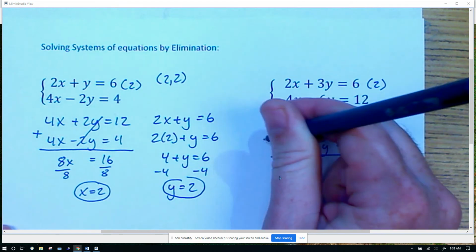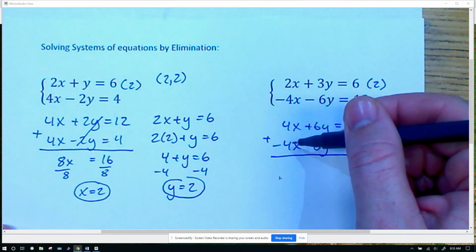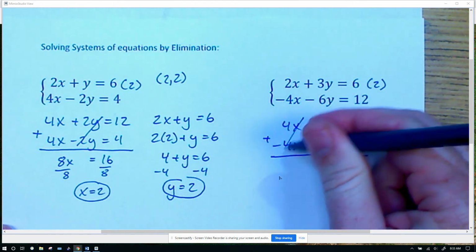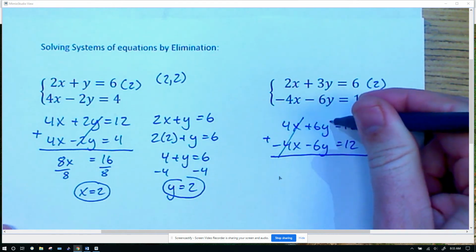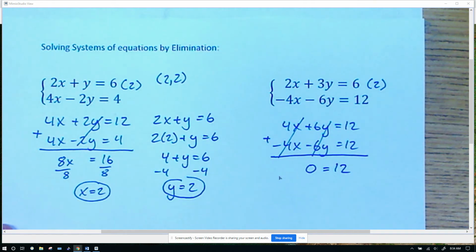Let's go ahead and add these together. When I add a positive and negative 4x together, they're going to cancel out. So those are gone, and it just so happens that my 6y's cancel also. So I get 0 on this side, and I'm left with 0 equals 12. This is a special type of system.